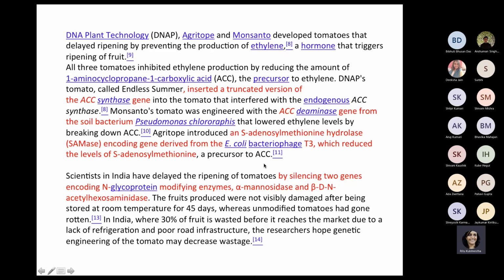And in India, another two scientists silenced two genes which are N-glycoprotein modifying enzymes, mannosidase and whatever. So what I just want to tell you through these examples is that the ultimate aim is the same. You want to decrease the ripening and prevent the spoilage, but so many different strategies may be used to achieve the final product. Which of these strategies will be the best strategy? You have to do various experiments for that and then come up with that, okay, this is a better strategy as compared to the other, and so on.